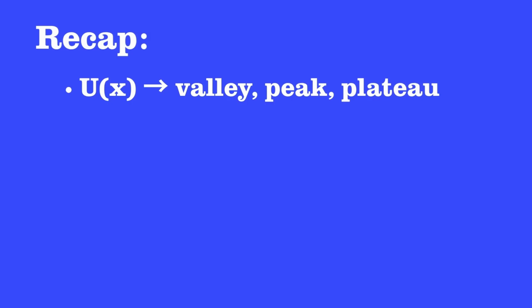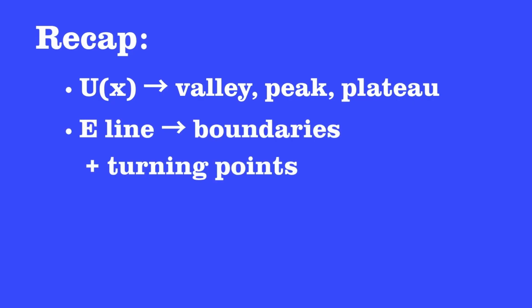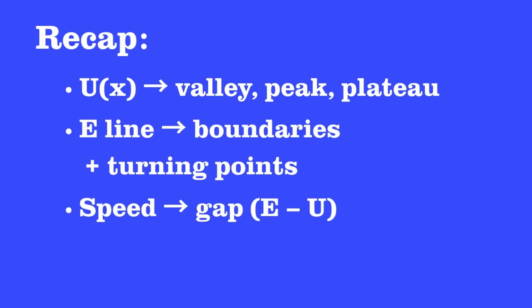To wrap up, read U of X like terrain: valleys trap, peaks repel, plateaus allow drifting. The energy line E sets boundaries. Turning points mark reversals, and speed comes from the gap between E and U.